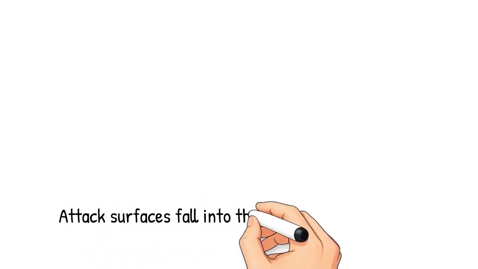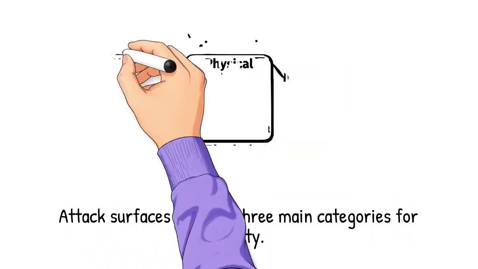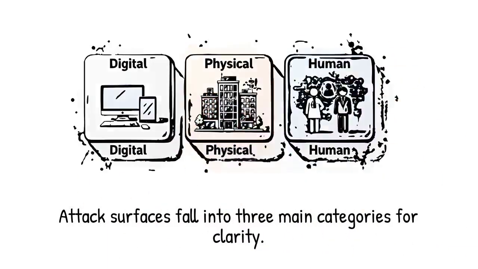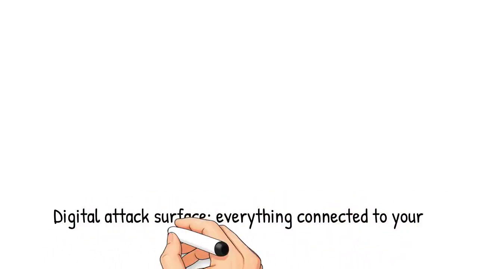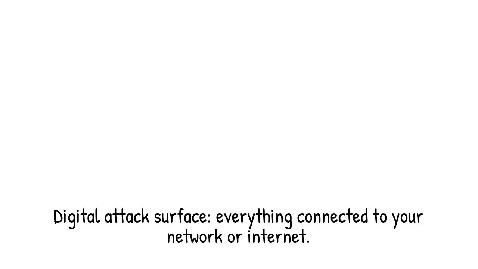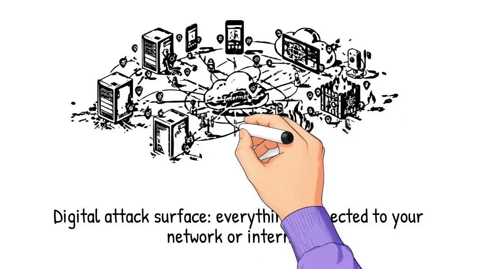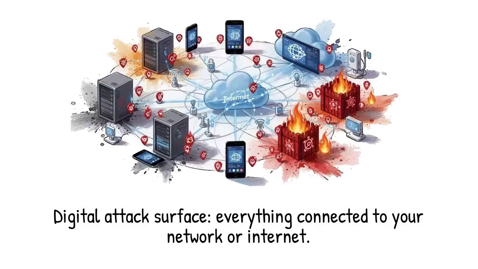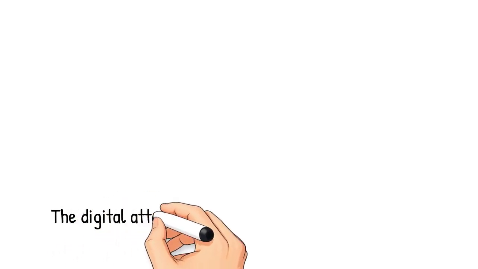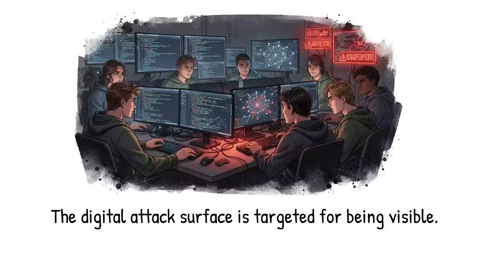Types of attack surfaces. To make this concept crystal clear, let's break attack surfaces into three major categories. 1. Digital attack surface. This includes everything connected to your network or the internet. It covers servers, websites, APIs, databases, cloud services, email systems, IoT devices, mobile apps, software vulnerabilities, misconfigured firewalls, exposed ports. The digital attack surface is the most commonly targeted because it is the most visible. Hackers scan the internet constantly, looking for systems that respond in unexpected ways.